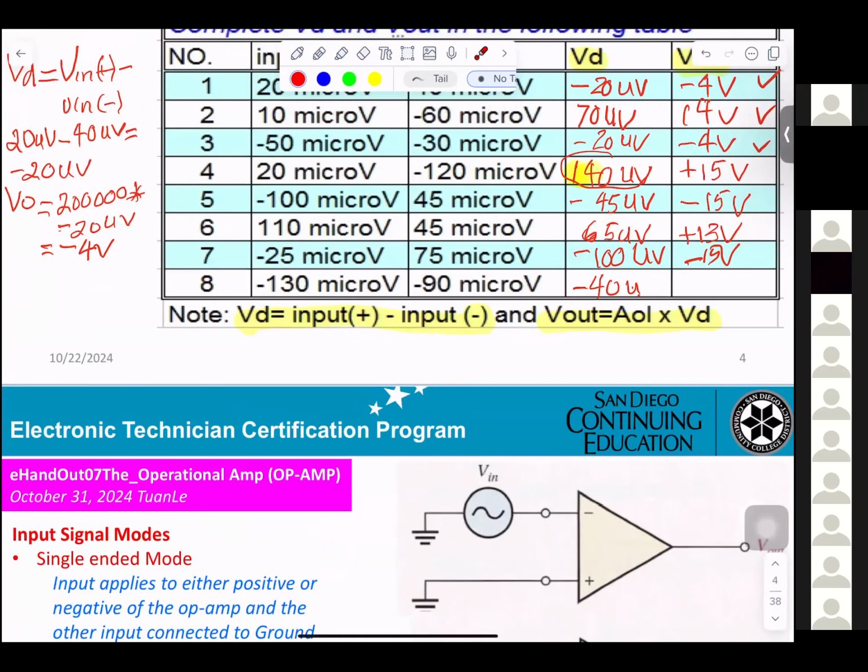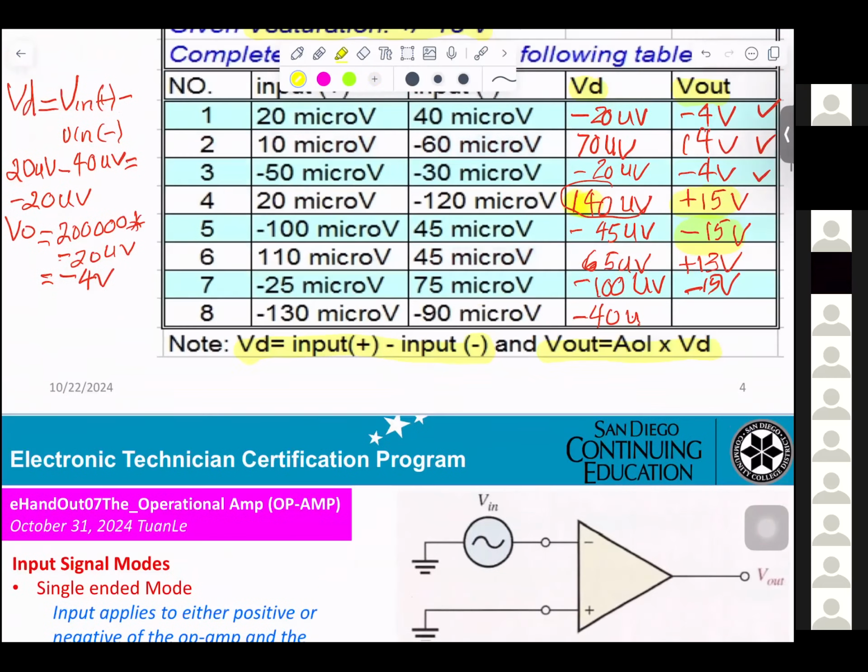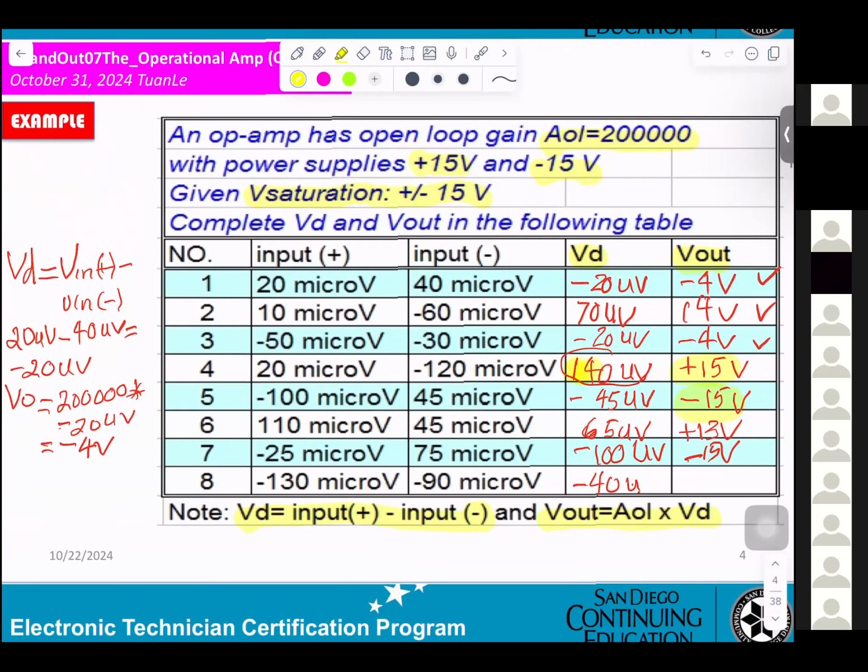Why in here? Can you make that go down some more, Mr. Pham? 15 and minus 15. You're showing half the screen. Slide it down some. Yeah, right there.